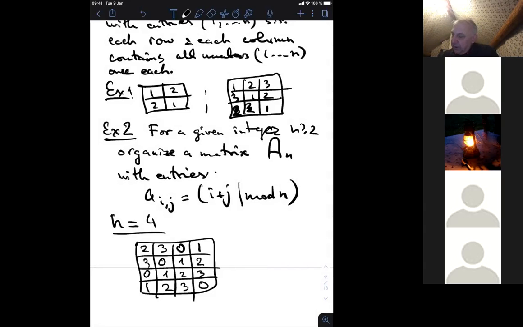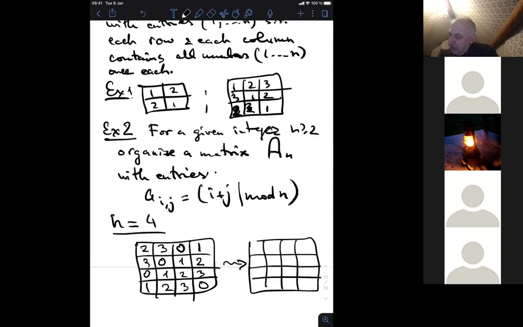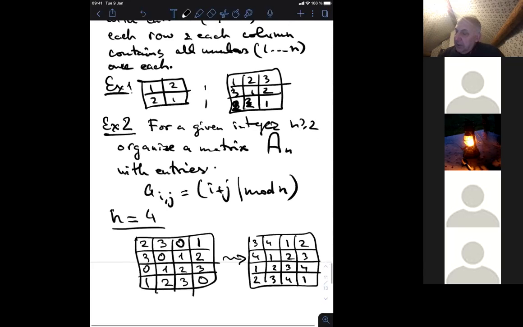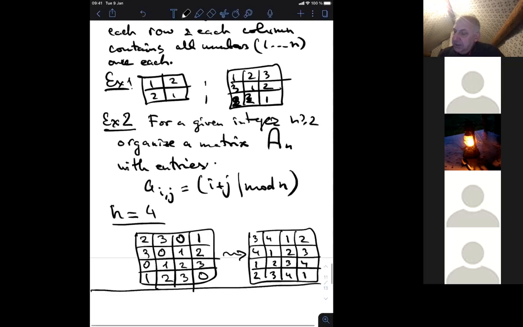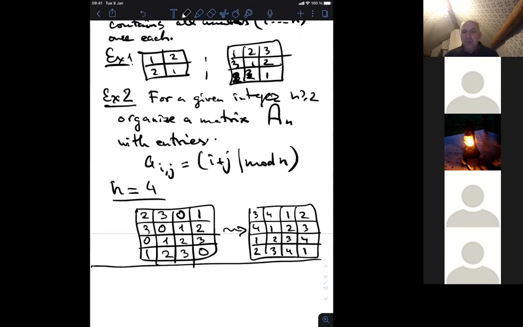And if you want to get my original notation, I should increase each entry by 1. Then we'll get 3, 4, 1, 2, 4, 1, 2, 3, 1, 2, 3, 4, 2, 3, 4, 1, for example. Okay, so that's the way one can construct a Latin square of any given size.